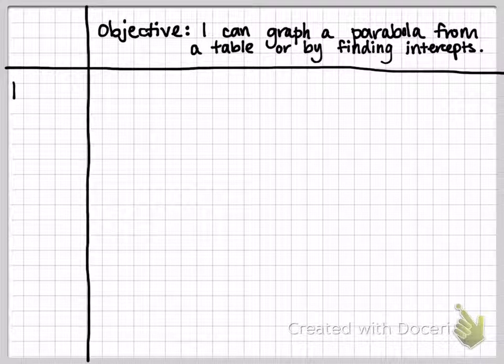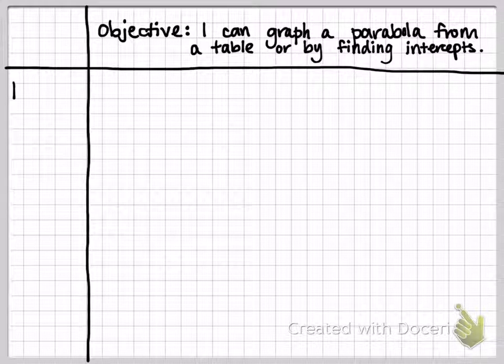And our objective, like I said, is we're going to be graphing a parabola from a table or by finding intercepts. Those are going to be the two different ways that we learn how to do it. Now, we're going to show you both, but you can kind of choose whichever method works best for you, okay? So if you really like making a table, you can do that. If you really like the idea of finding intercepts and just graphing from those, you can do it that way as well, okay? But we're going to be talking about graphing. So you have that objective.